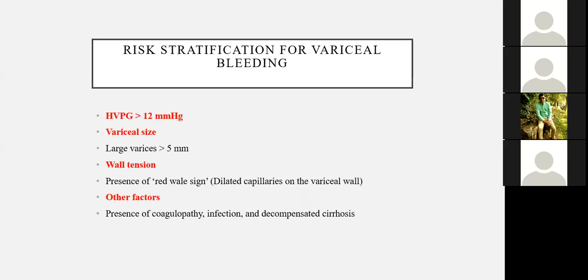And the risk of variceal bleeding can be explained by the different factors as below, which include hepatic venous pressure gradient more than 12 mm of Hg and large varices of more than 5 mm size and wall tension, that is presence of red wale sign, that is dilated capillaries on the variceal wall, and other factors like presence of coagulopathy, infection, and decompensated cirrhosis.